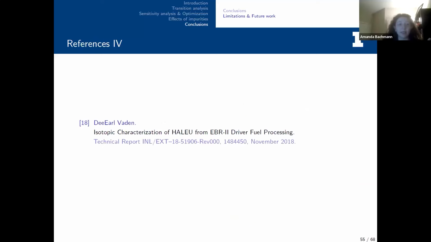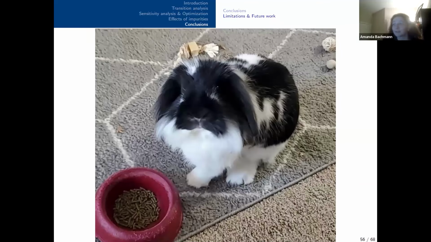Providing some references here. And this is little r, this is my rabbit. The R stands for Röntgen, yes, as in the physicist that discovered X-rays, because I just needed a pet with a really nerdy name. So thank you all so much.